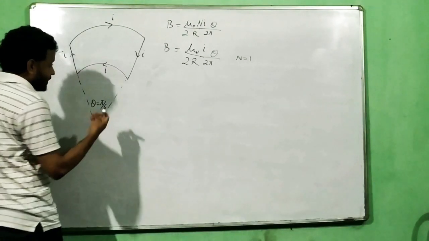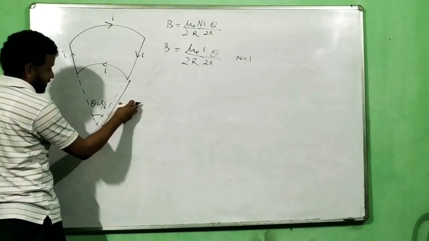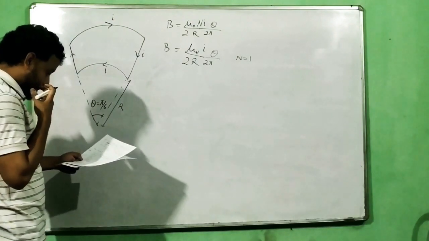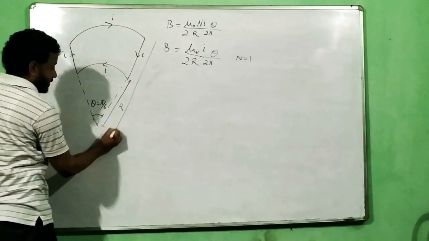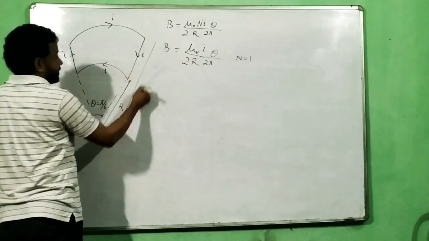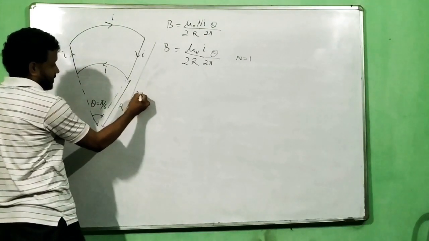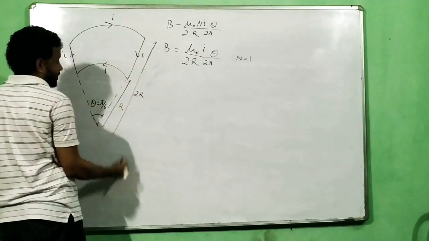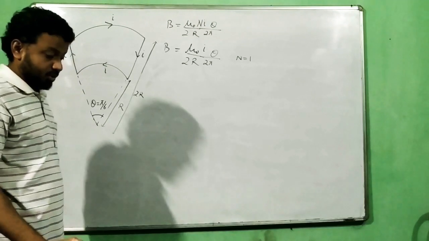Now two more things have been given. From here to here, this radius is r. And from here till here, this radius is 2r. Okay. Now the question is how we are going to discuss this problem.